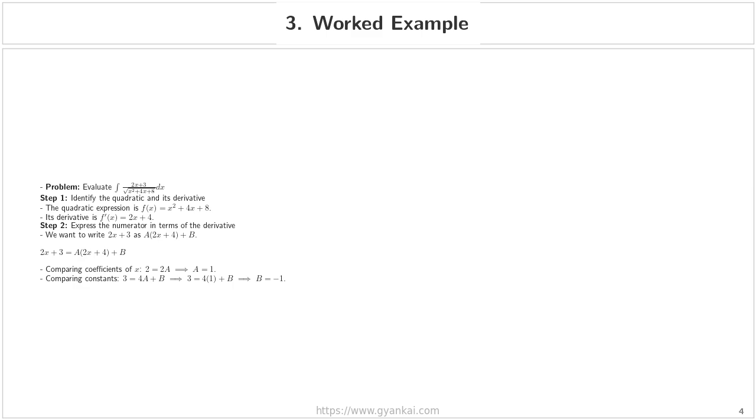Now, let's look at the constant terms. On the left side, we have 3. On the right side, we have 4a plus b. Since we know a is 1, we have 3 equals 4 times 1 plus b. Solving for b, we get b equals -1.